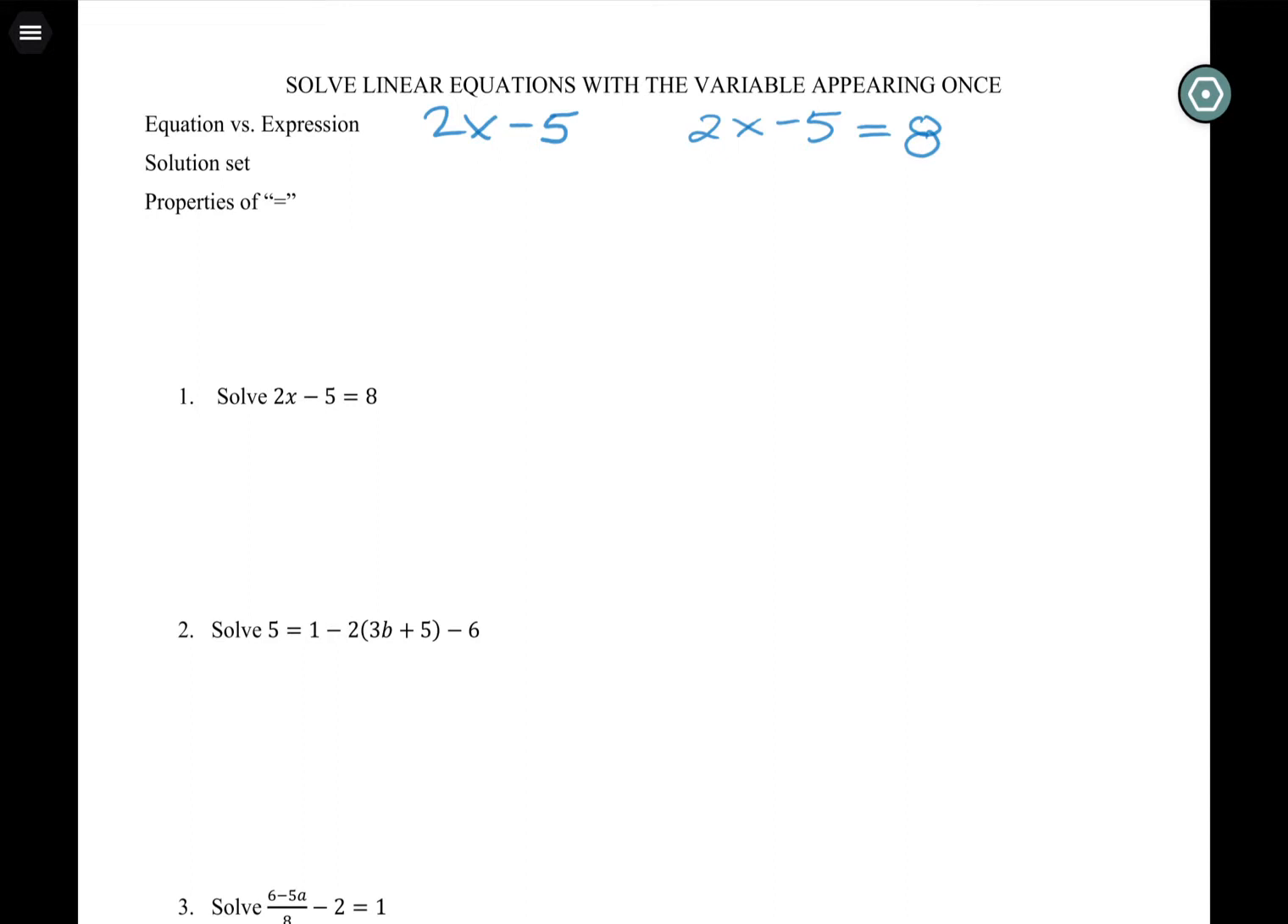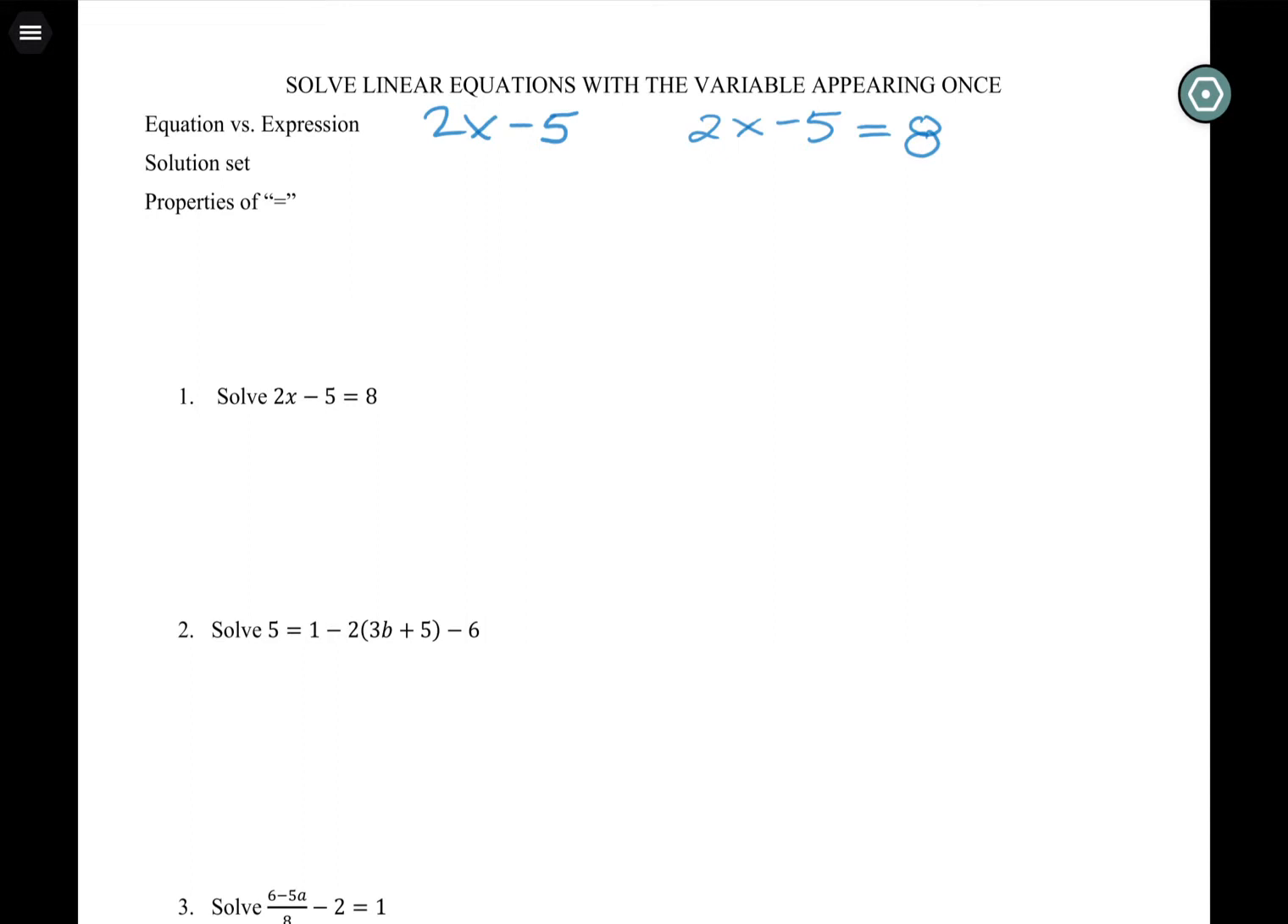So when I look at the expression 2x minus 5, there's no true or false. It just is what it is. And whatever x you plug in, you're going to get a different value of that thing. So just a number, just represents a number. Whereas the second one represents a true or false statement.